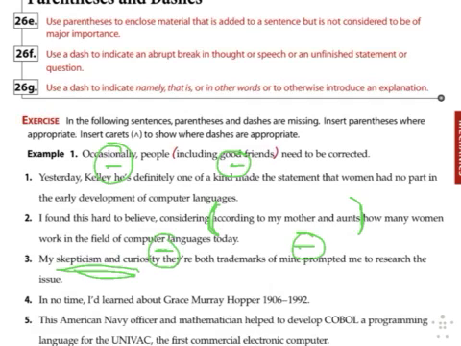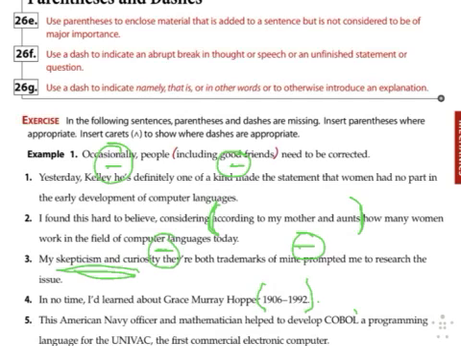For number 4, in no time I'd learned about Grace Murray Hopper, 1906 to 1992. And this one should be easy. You've seen this probably a million times in your history book. So when you have dates, you're always going to put those in parentheses. And actually, this little period goes outside. So make sure you have the punctuation in the right place, too. For number 5, this American Navy officer and mathematician helped to develop COBOL, a programming language for the UNIVAC, the first commercial electronic computer.